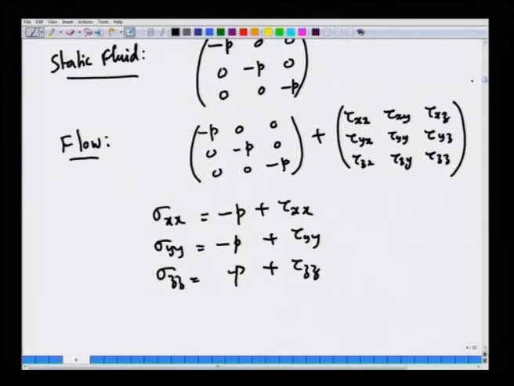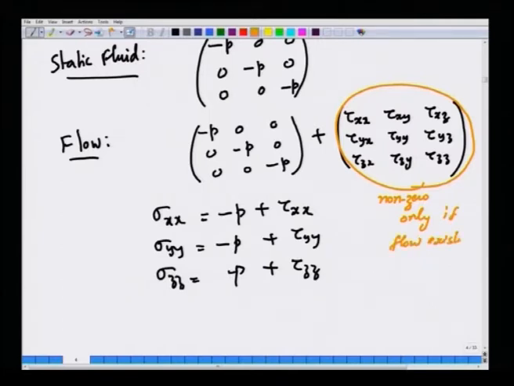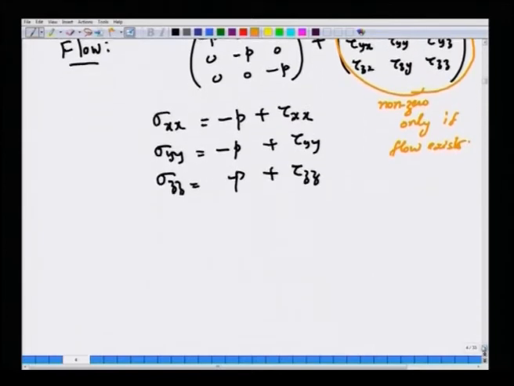Under flow, therefore, these are the terms that are non-zero only if flow exists. Okay. These are the viscous stresses, the stresses that come about because a fluid resists motion, continuous deformation. So, these are the viscous stresses that are generated by the fluid to resist the deformation.